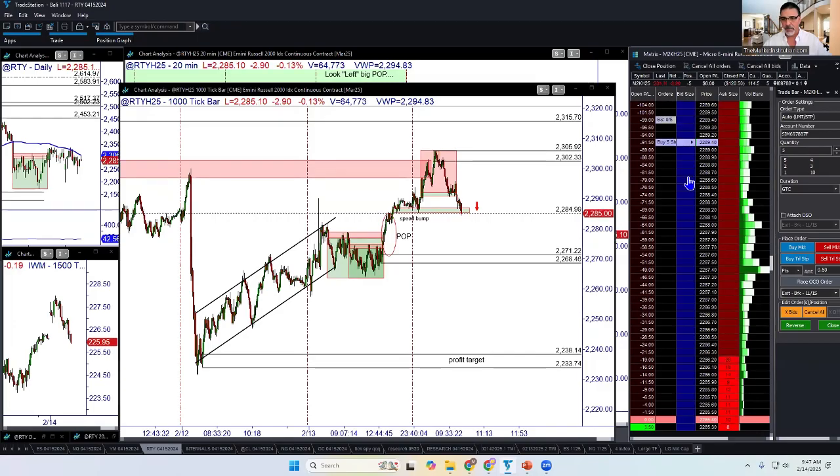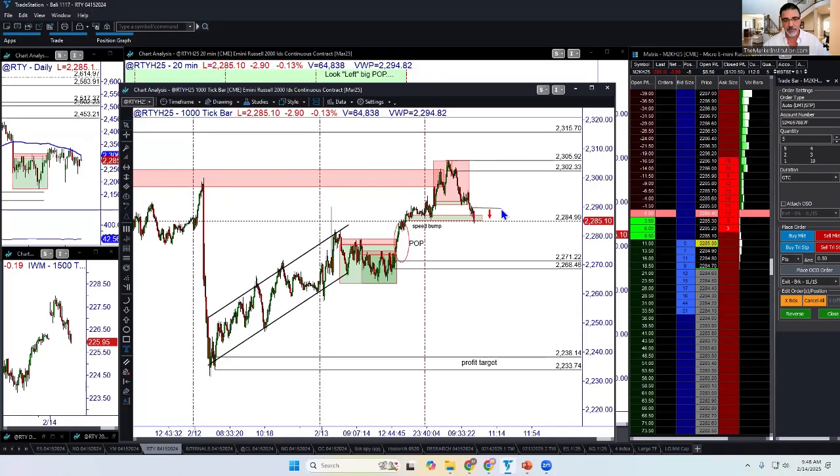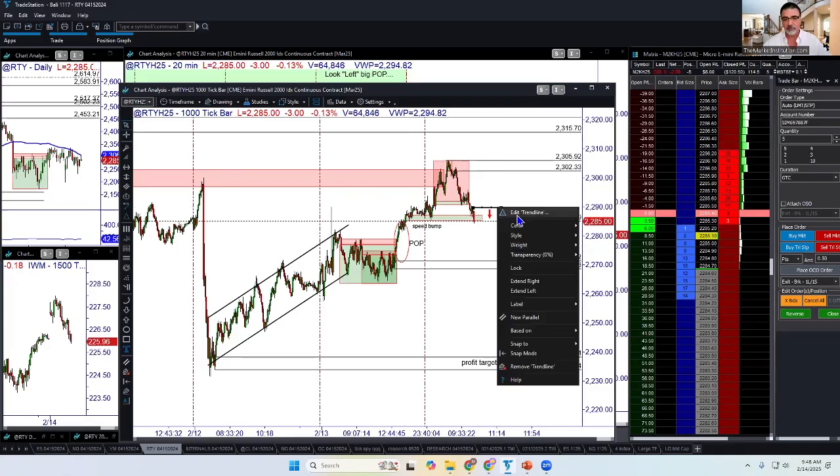We have 5 micro contracts on this right now. And what I just placed was my protective stop loss. You can see right there, if I get stopped out, I will lose 99 bucks. Now, if 99 bucks is outside of your risk, then size the position down. Go with 1 micro, go with 2. Whatever fits your personal trading plan.